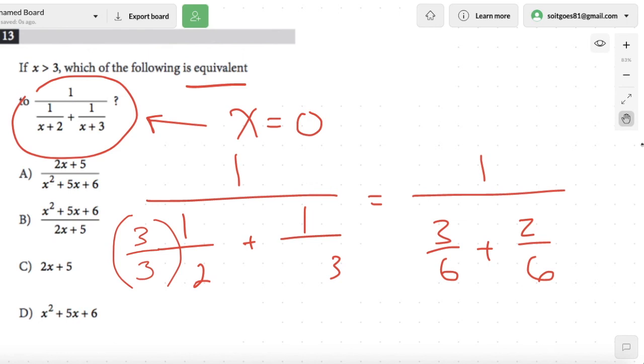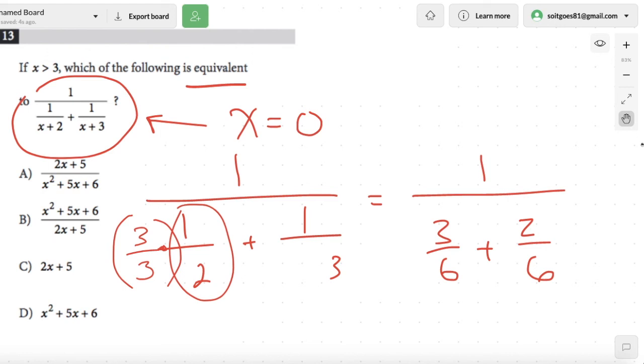That's just 1, right? So if I multiply 1/2 by 3 over 3, I'm not changing the value of 1/2. I'm just multiplying it by 1, right? Anything multiplied by 1 is itself. Does that make sense? Yeah. Okay, so I'm not changing the value of 1/2. I'm just changing the form of 1/2 when I multiply it by 3 over 3. Does that make sense? Yes.